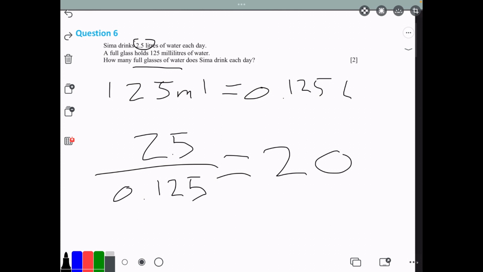You could also do it another way by finding what 0.125 is as a fraction, and we can see that 0.125 is actually 1/8, which means we can do 2.5 multiplied by 8, which means we also get 20.